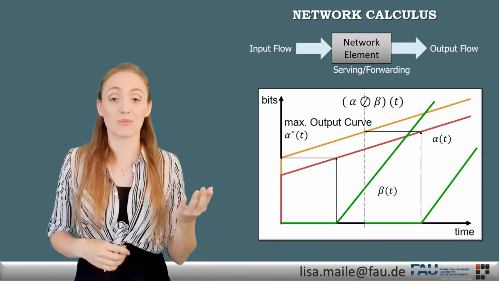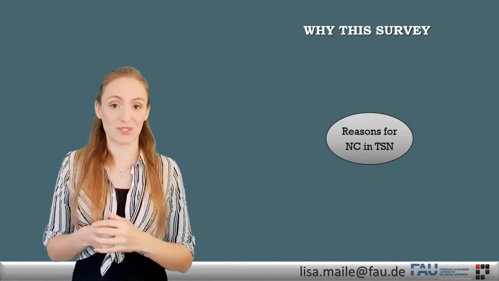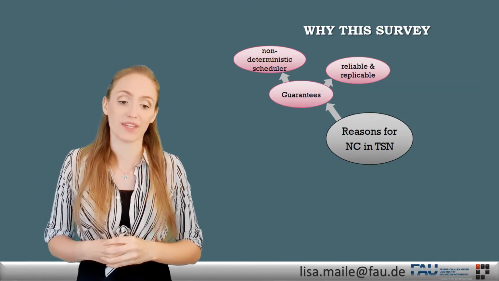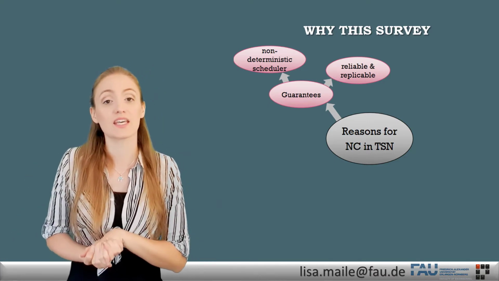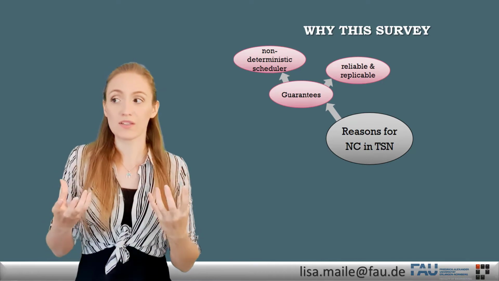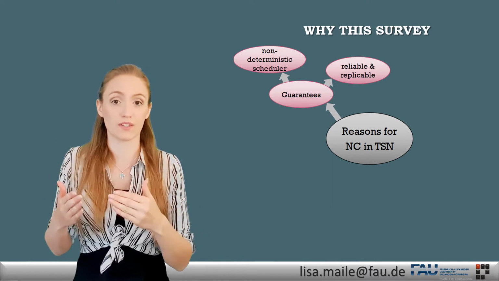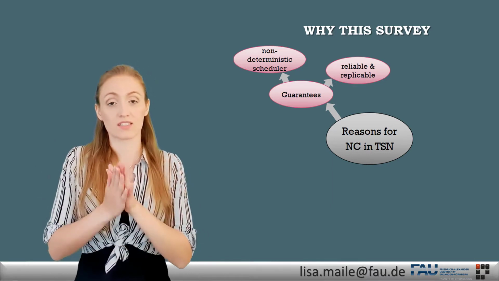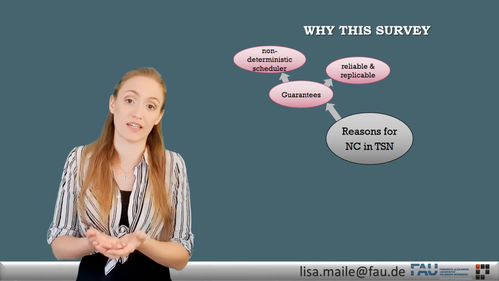So much for the math part of this video. Now, what are the reasons why we should use network calculus in TSN? First, as I already highlighted, we have guarantees. And the cool thing is that we also have them for non-deterministic schedulers, meaning schedulers in which different traffic classes or flows influence each other. And then the delay analysis is non-trivial, and we need frameworks like network calculus to even get delays.